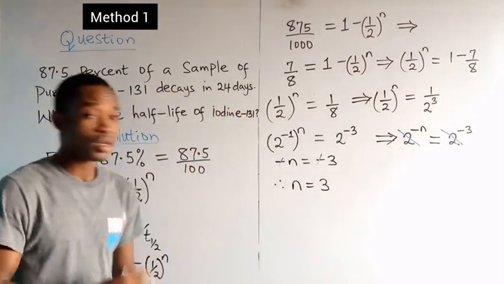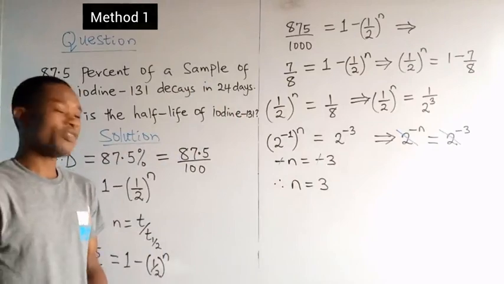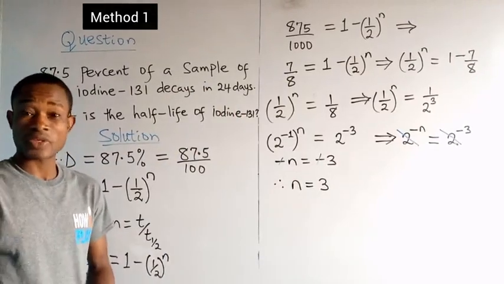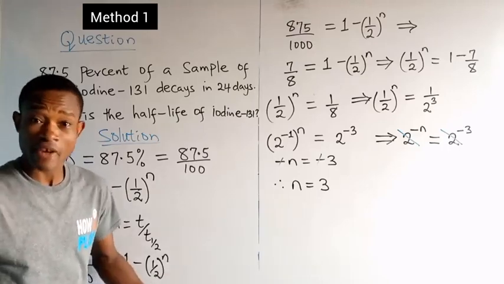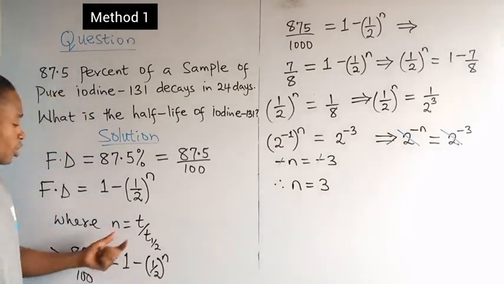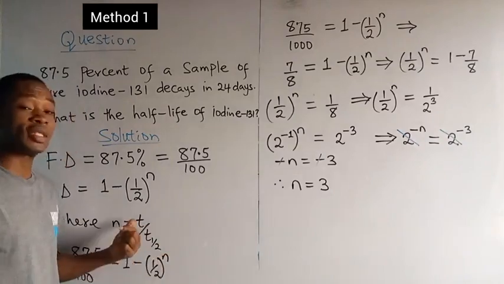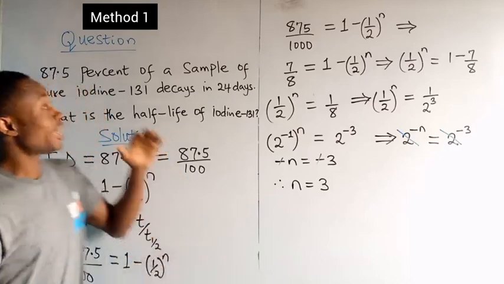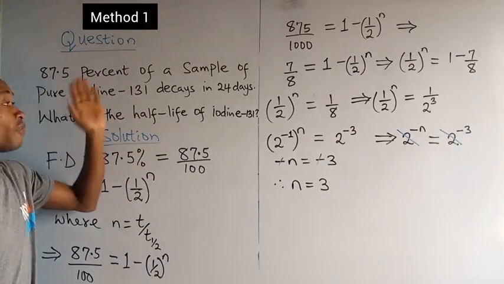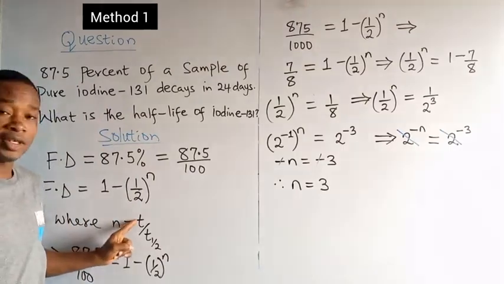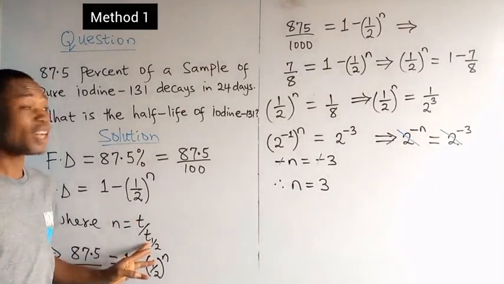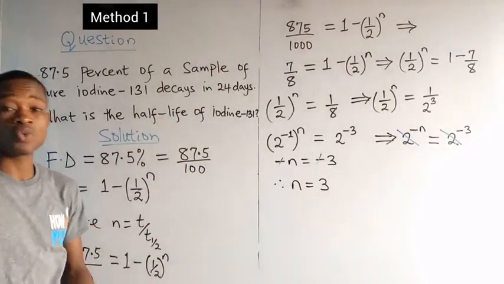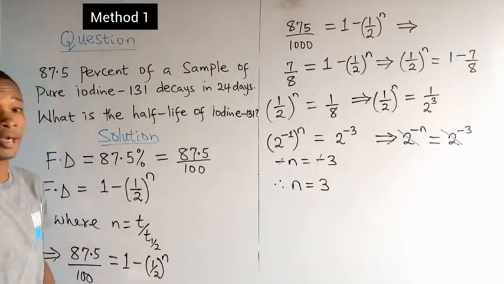But hey, don't forget, you're not calculating n. Do we even know what that n specifically represents? n is a time factor. I've told you that n is equal to t over t half, where t is the time it takes for any quantity of the sample to decay, like in this question, 87.5% of it to decay. So we know our t. We don't know our half-life, and that is what we are calculating: the half-life of iodine 131 under this condition of decay.